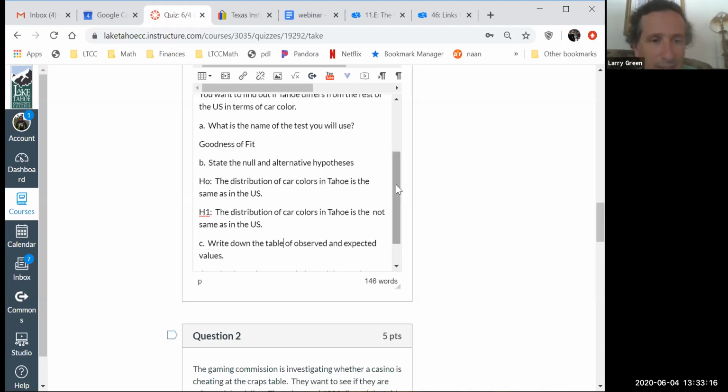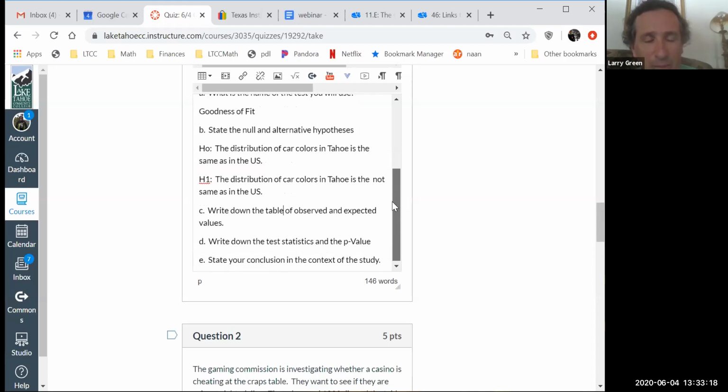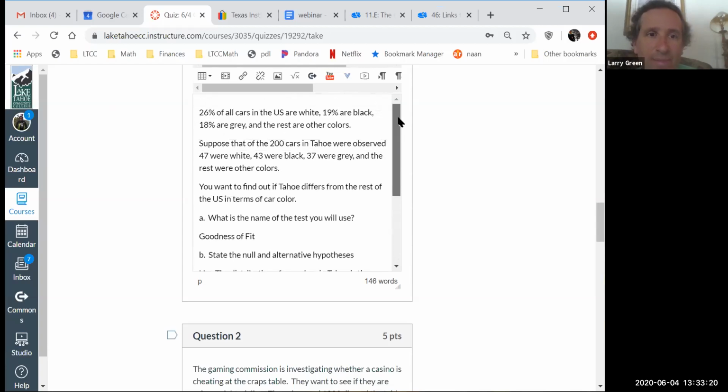Okay, so then we need to write down the table of observed and expected values. Notice that we have white, black, gray, and rest. So there are 4 different color types. Is that clear? Okay, we have 4 different color types, and we have observed and expected.